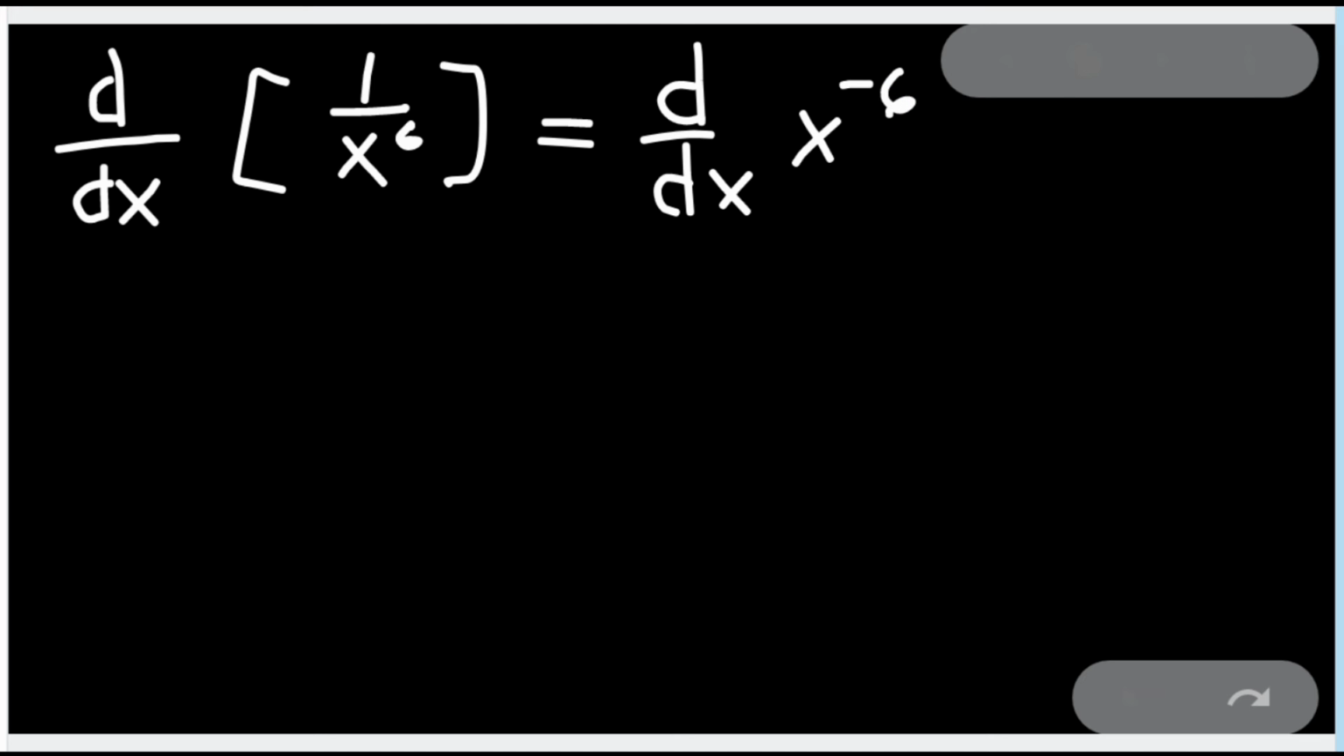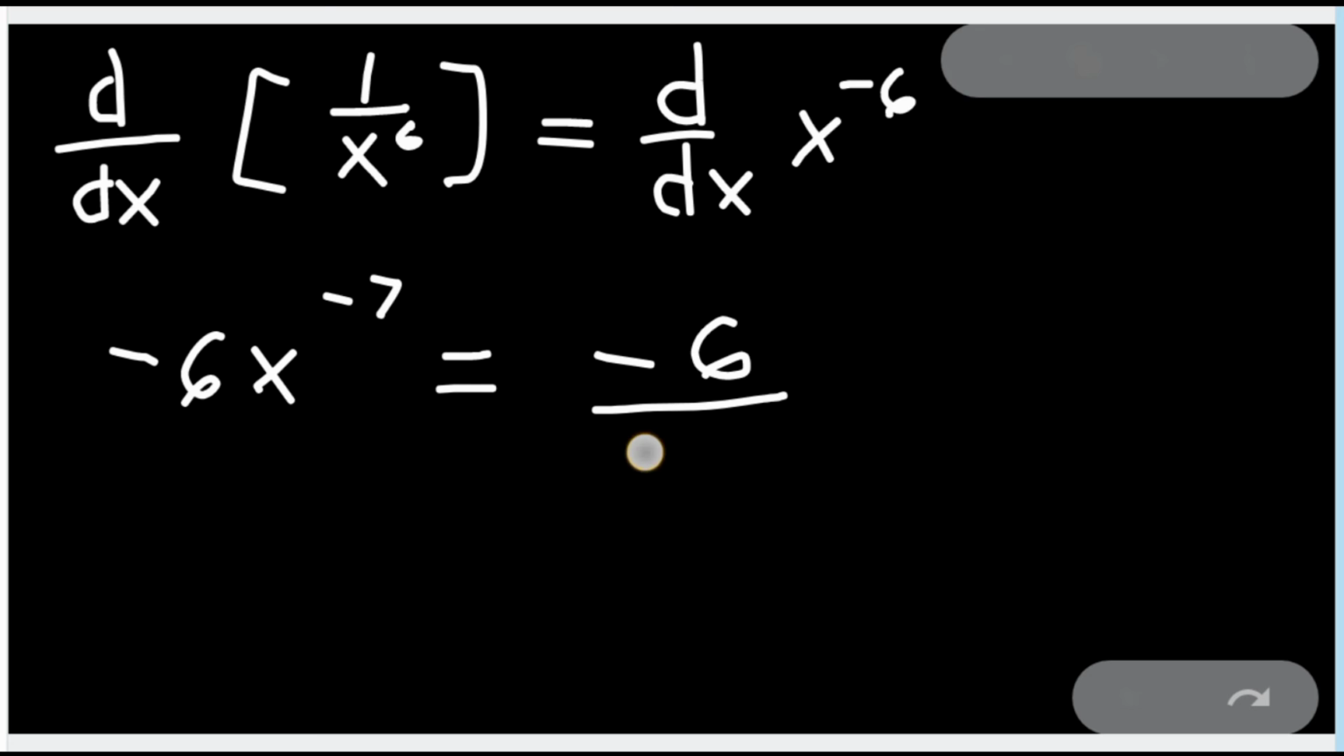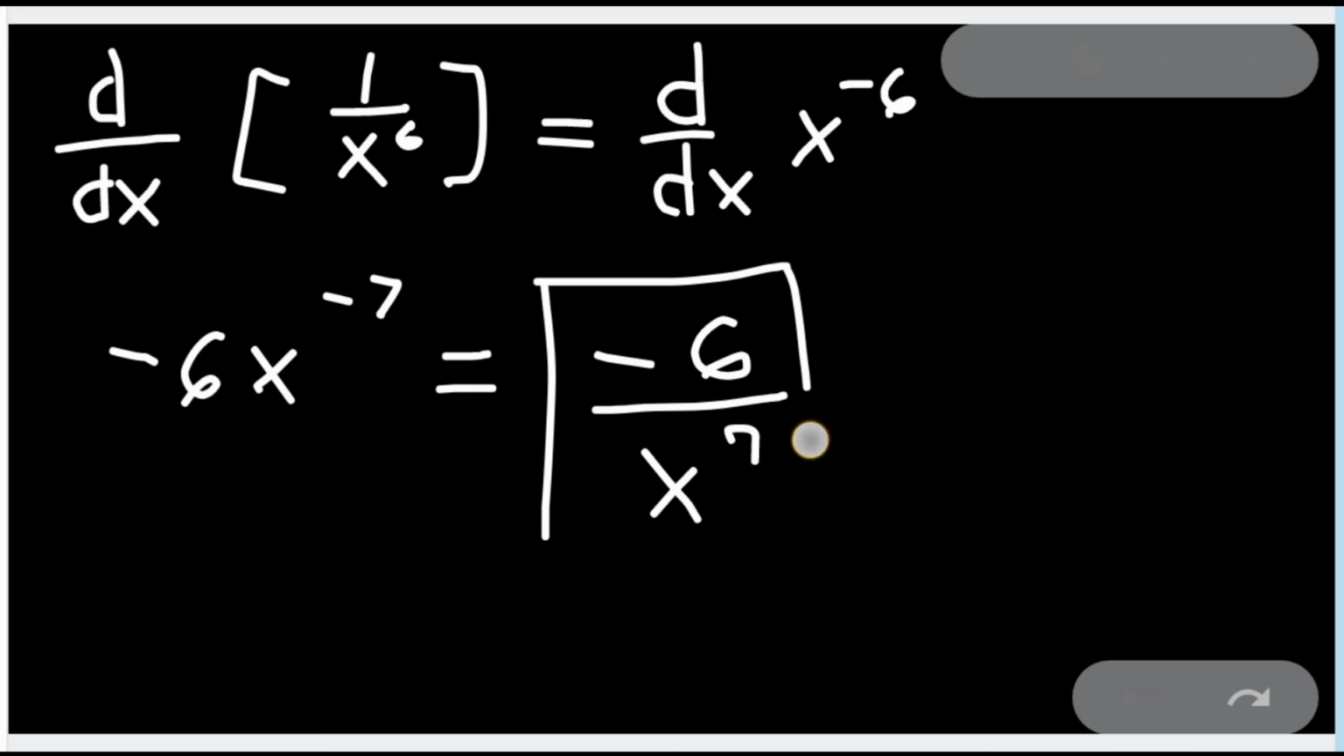Now, let's apply the general rule. So we have n as negative 6, then copy x, then negative 6 minus 1 is equal to negative 7. Since x has a negative exponent, we can bring it down so that we have now negative 6 over x. Because we bring down x into the denominator, the exponent will become positive 7. So this is our answer.